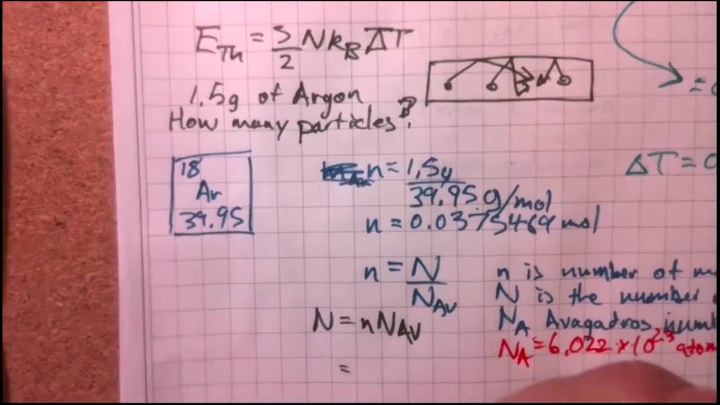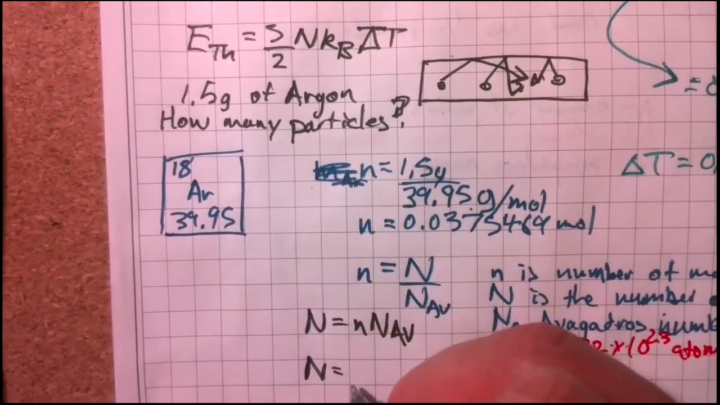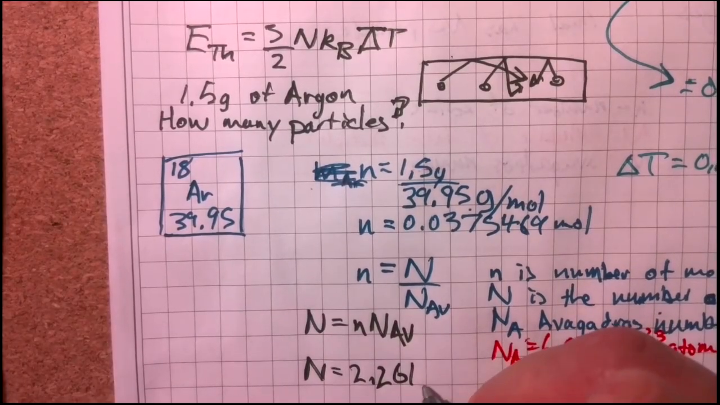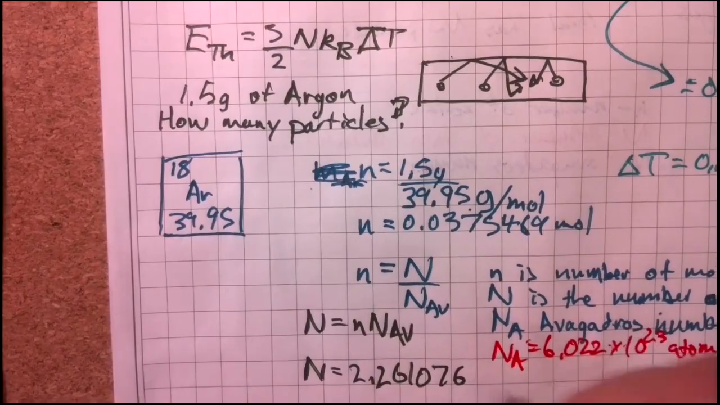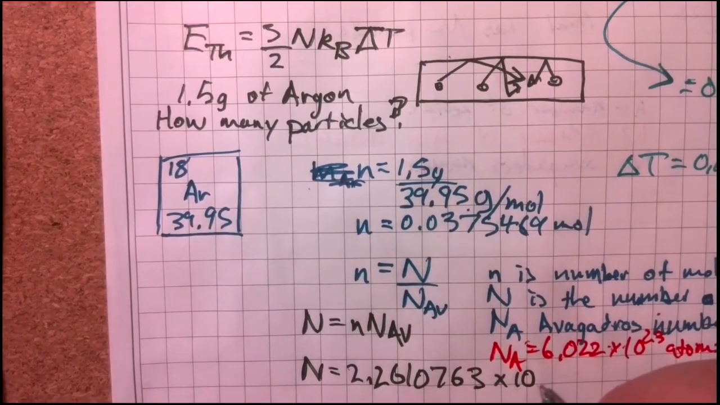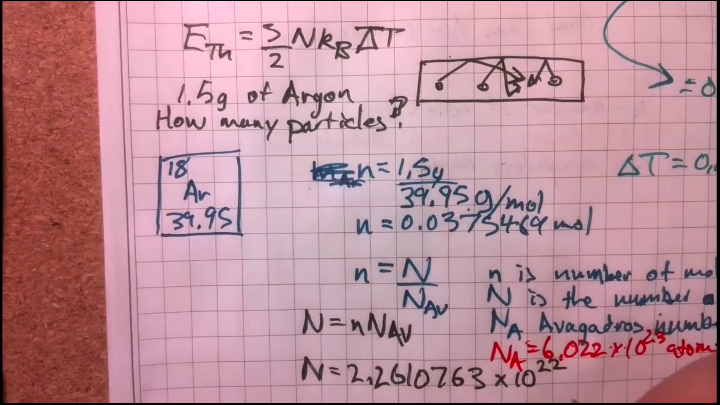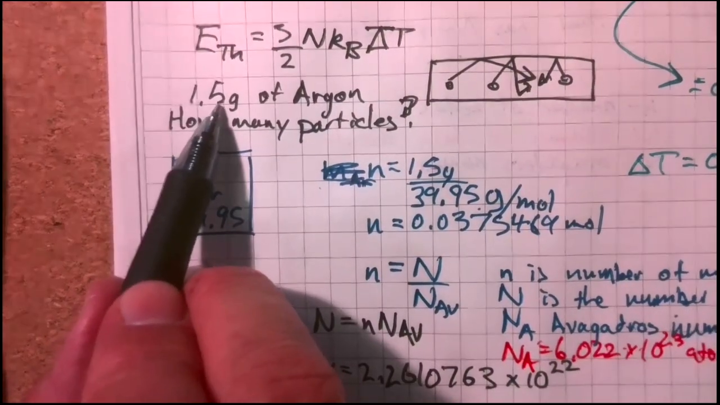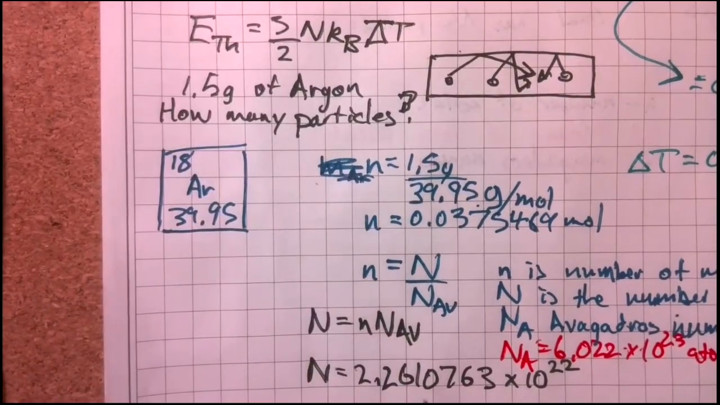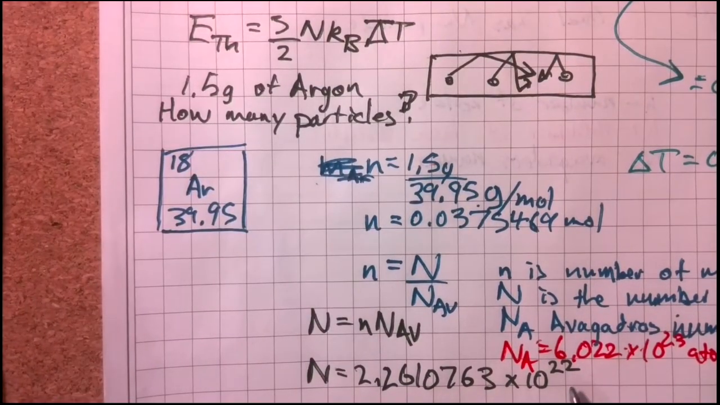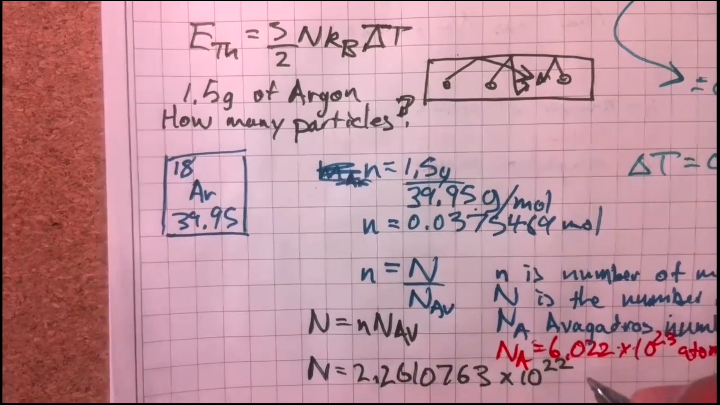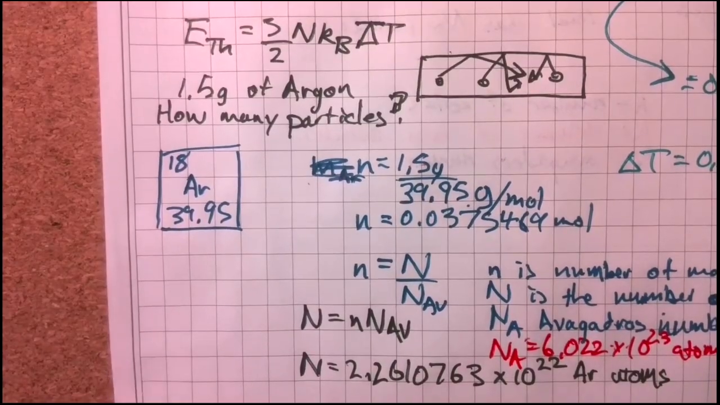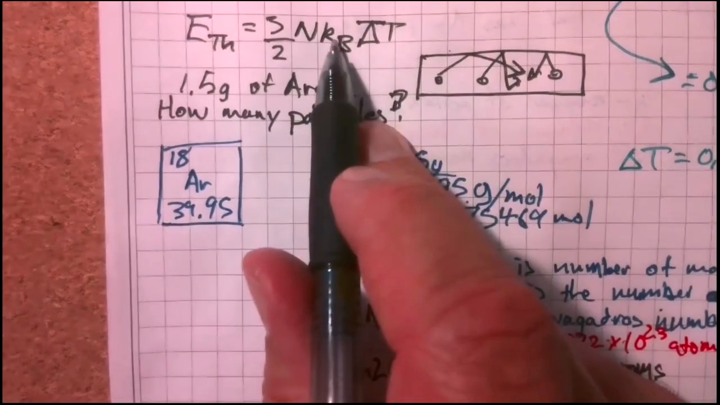So I have N, which is gonna equal 2.261, and I'll write down these other numbers, 0763 times 10 to the power of 22. That is the number of atoms that I have. So we have just figured out that 1.5 grams of argon gas has 2.26 times 10 to the 22 argon atoms. Boom. Now we can plug all this in here.